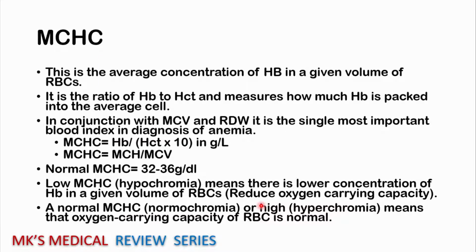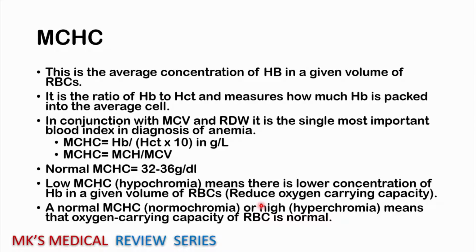So moving on to MCHC, remember that this is an average concentration of hemoglobin in a given volume of red blood cells. It is going to be the ratio of the HB to the hematocrit, and it's going to be measuring how much hemoglobin is going to be packed into a cell. And we can actually use the MCHC in conjunction with the MCV and RDW, but remember that the MCHC is by far the single most important index that's going to be used in the diagnosis of anemia.